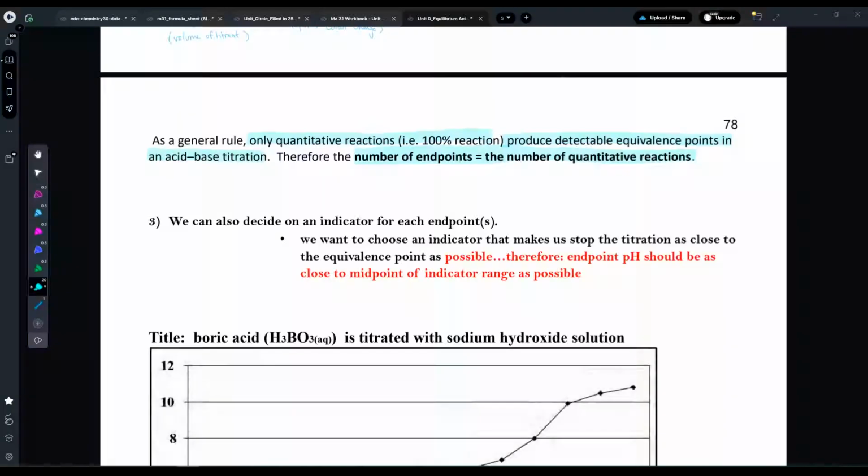The next thing that we can tell by looking at a pH curve is what indicator would be best used for each endpoint. How we're going to choose indicators is that you want to focus on which indicator is going to make you stop the titration as close to the equivalence point as possible. Therefore, the endpoint pH in your titration curve should be as close as possible to the midpoint of the range for your indicator.